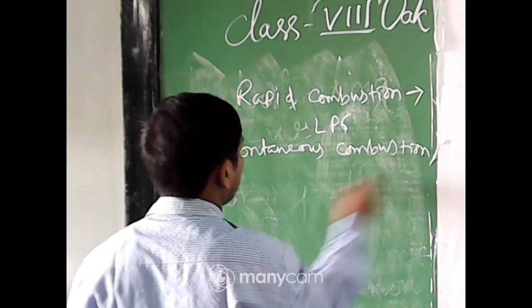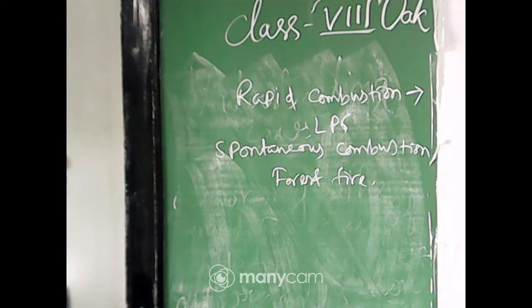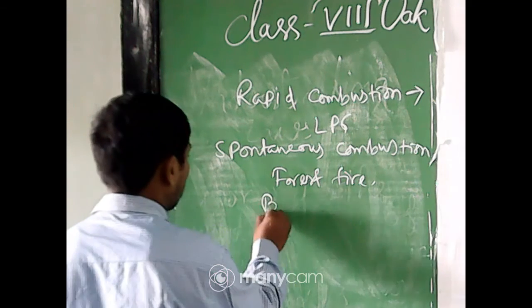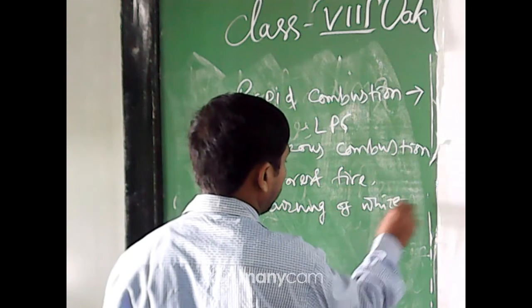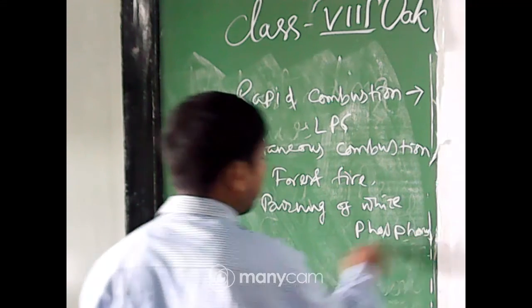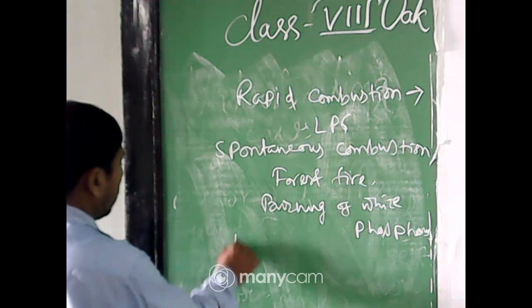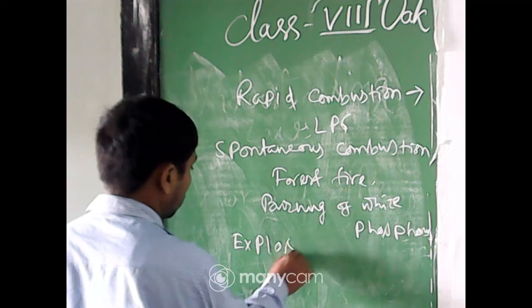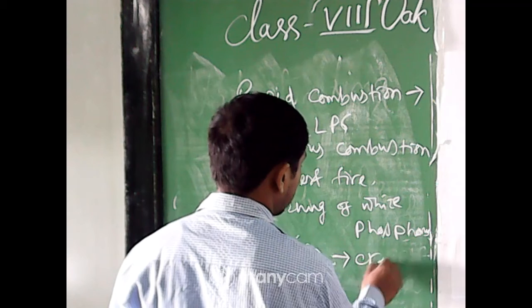Another one is spontaneous combustion. Spontaneous combustion, you can say it is forest fire. Another example is the burning of white phosphorus. You have the knowledge of white phosphorus. It is used in matchsticks. And another one is explosion, that is crackers.